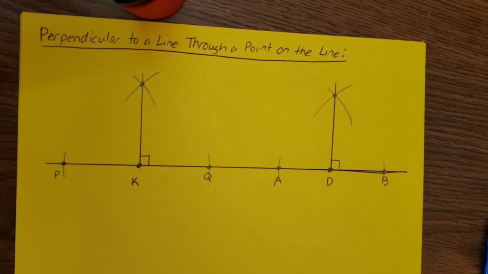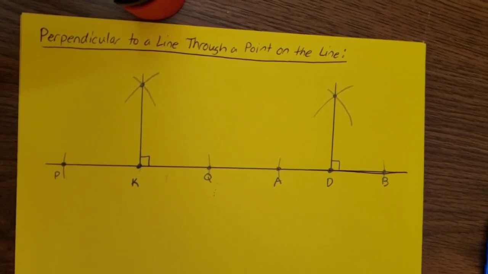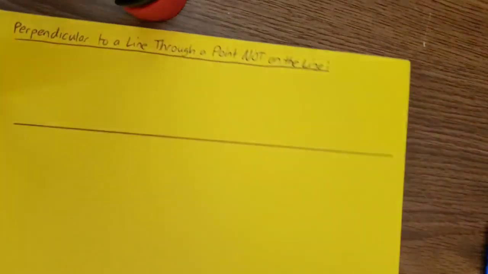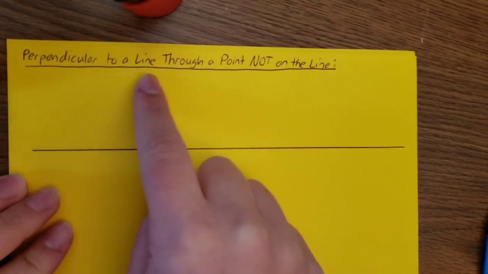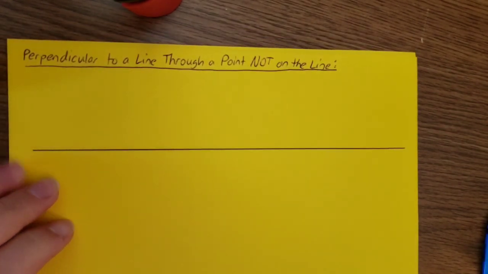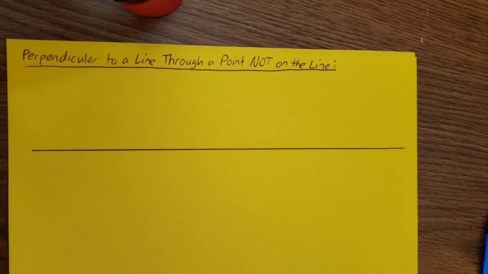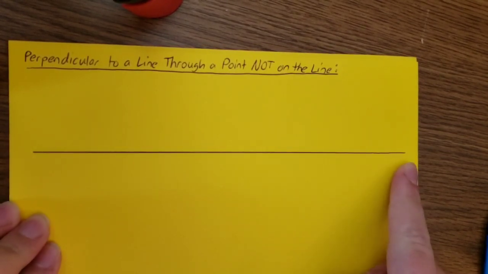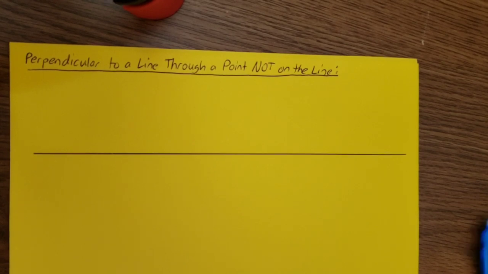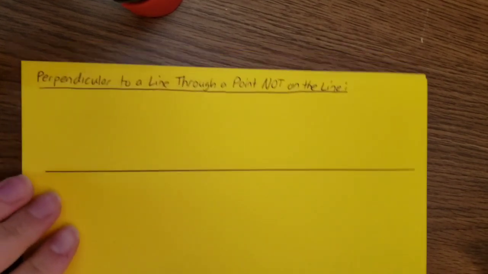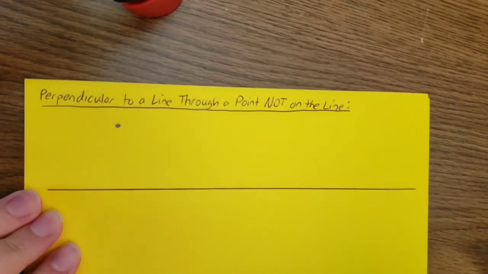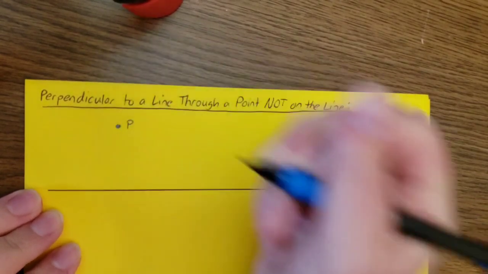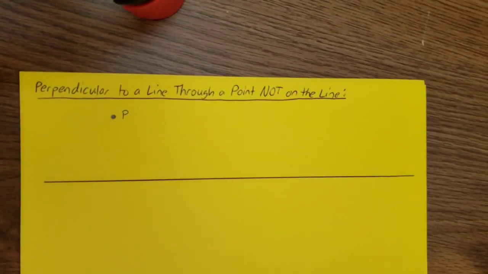All right, now that you have gotten a chance to try the construction this direction, now we're going to look and see what happens if we're working with a point not on the line. So again, go ahead, title your paper, perpendicular to a line through a point not on the line. And you're going to need to draw yourself another nice long line. So we are building this perpendicular from the point off of the line. So I'm going to draw in that point for myself there.